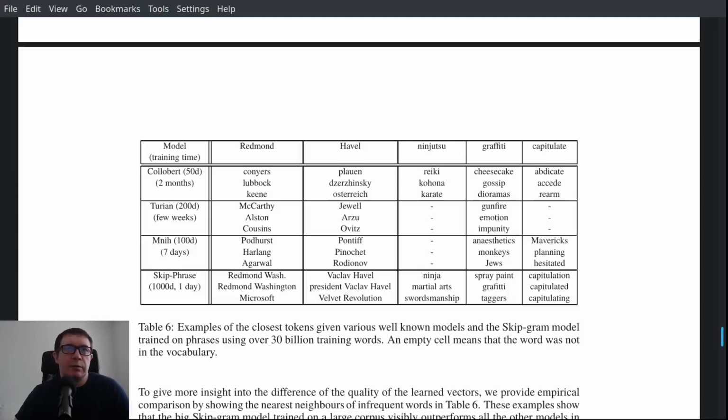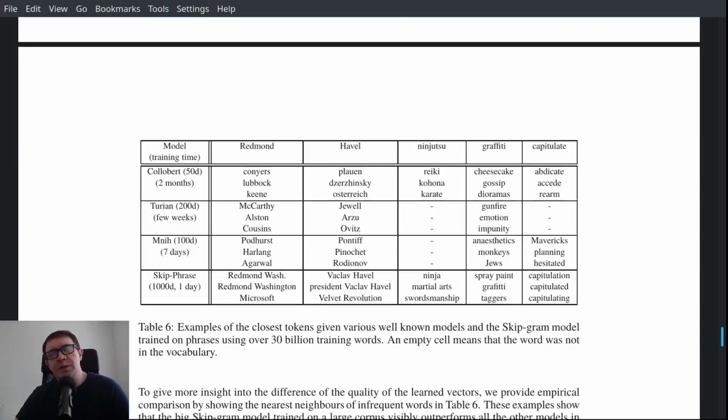So for instance, if you look at graffiti, that's an easy one to understand. The top one gives a result of cheesecake, gossip, and dioramas. Total nonsense, right? It totally failed the task, sufficient to say. The next model has gunfire, emotion, and impunity. Now that's kind of interesting.